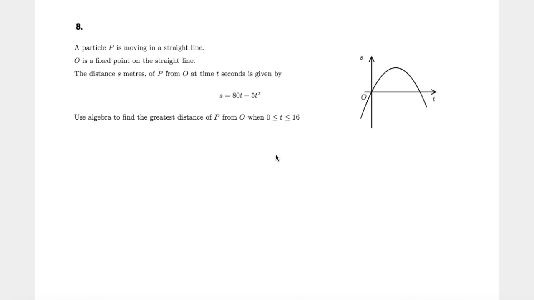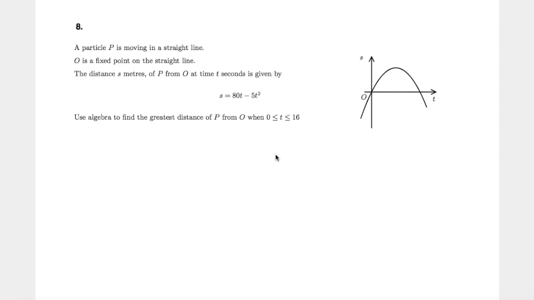Question 8 says a particle P is moving in a straight line. O is a fixed point on the straight line. The distance s meters of P from O at time t seconds is given by s equals 80t minus 5t squared. Use algebra to find the greatest distance of P from O when t is between 0 and 16 seconds.